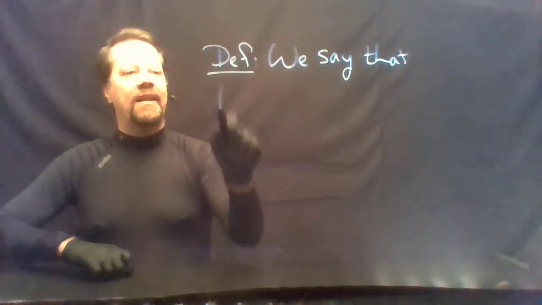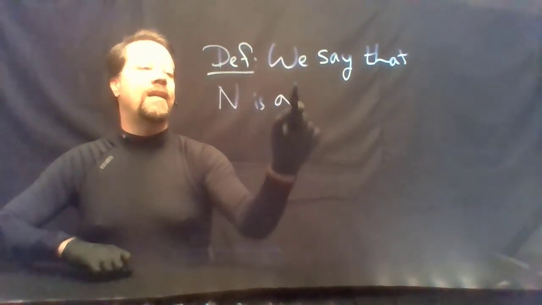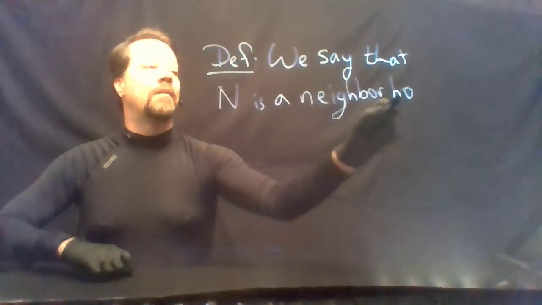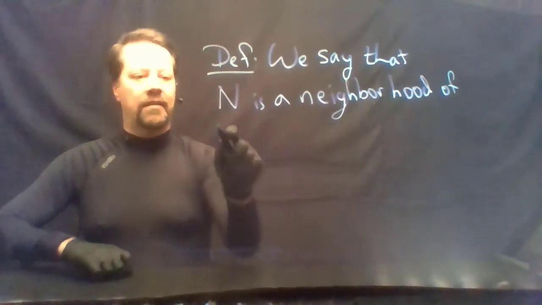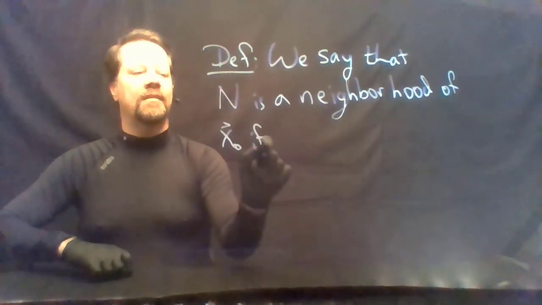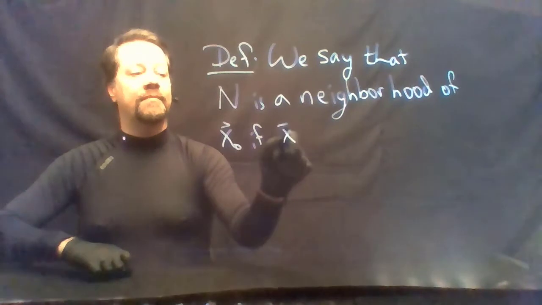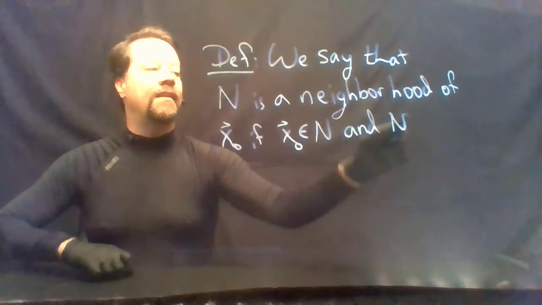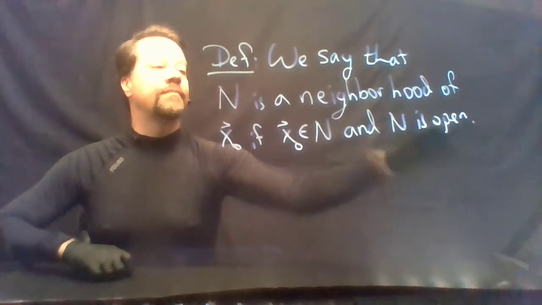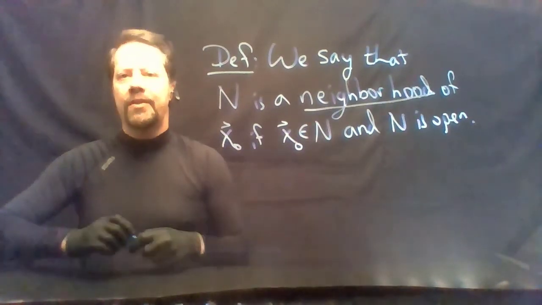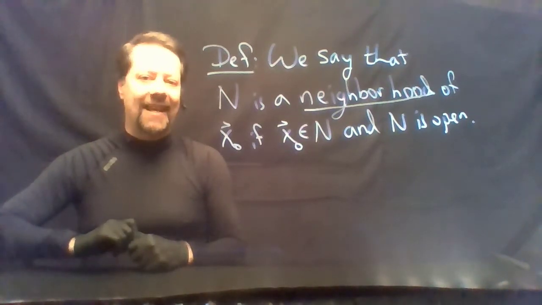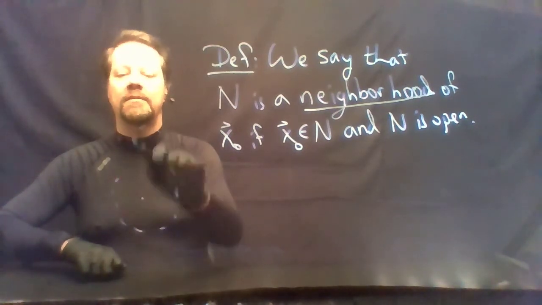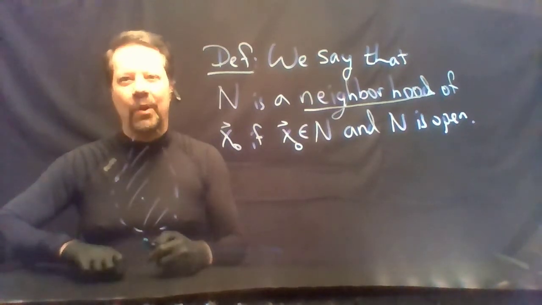We say that N is a neighborhood of x naught if, first of all, x naught is an element of the neighborhood and N is open. So a neighborhood is just an open set that contains the point in question. Any open set that contains that point will be a neighborhood.